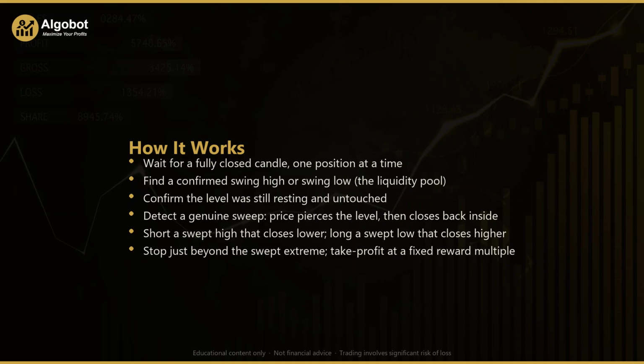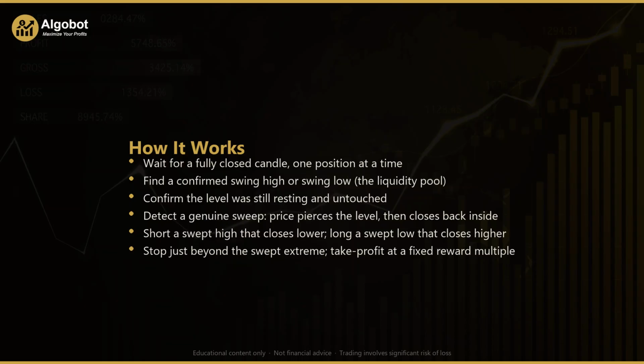The mirror image applies on the downside. It finds a confirmed swing low, checks that the level was still resting, and looks for a candle that dips below it by the minimum amount, then closes back above the level and above its open. That signals a long. For a short, the entry is taken at the bid, and the stop loss is placed just above the swept high, padded by the buffer fraction of the candle range.